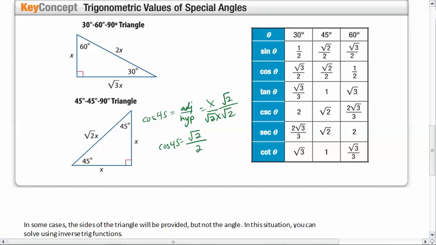What you'll notice is if you also take the sine of 45, you're also going to get square root of 2 over 2, because for opposite over hypotenuse, you still have x over square root of 2 x.